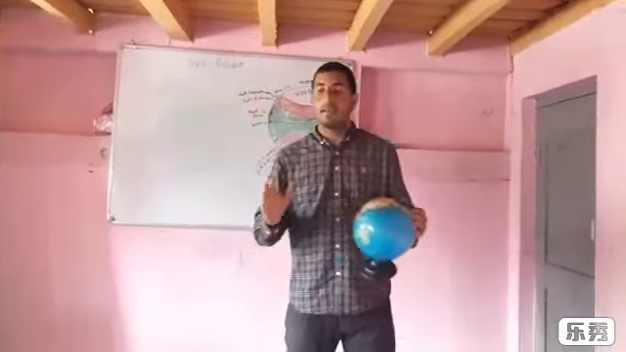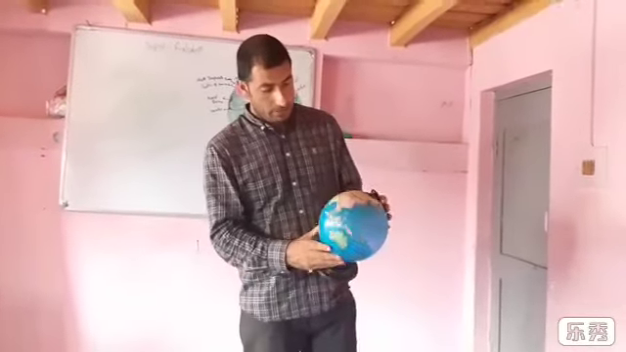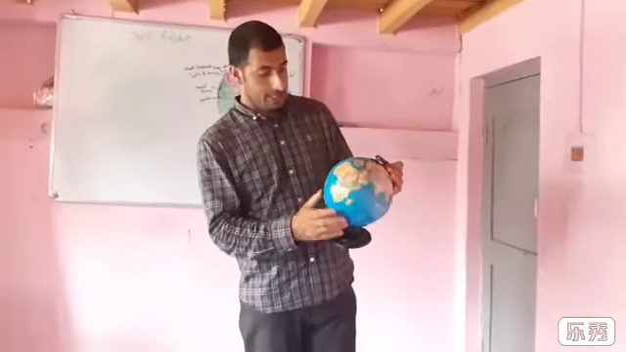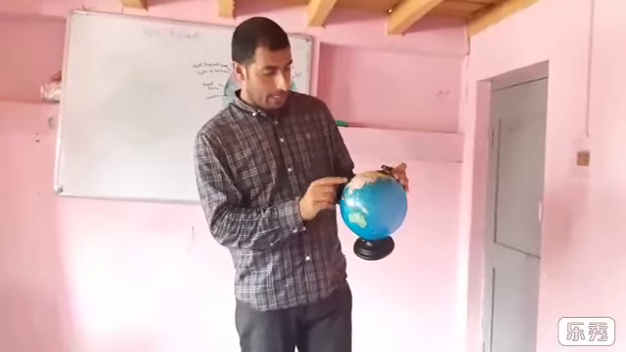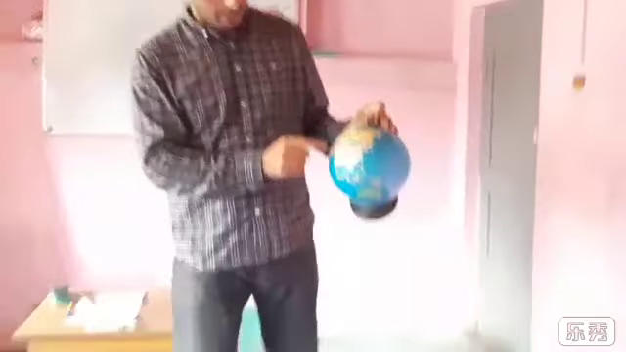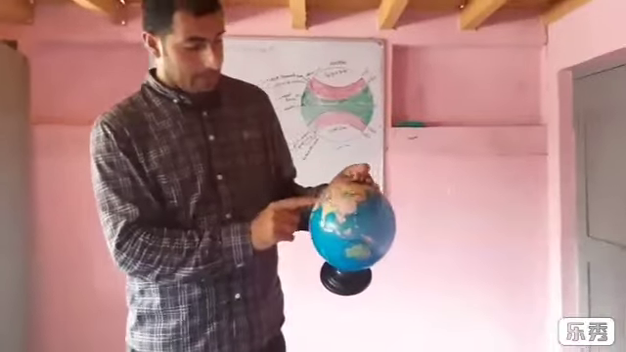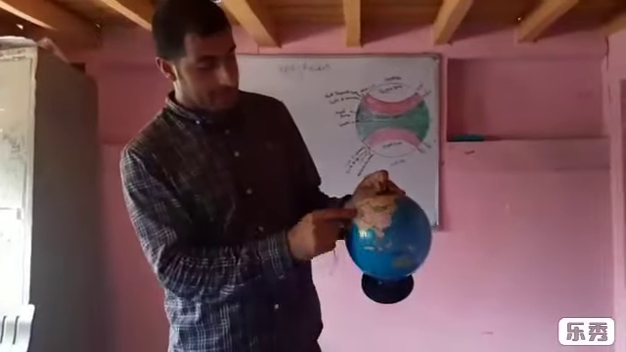There are 7 major continents on the globe. First, there is Asia, our continent. Here is Asia: India, China, Afghanistan, Iran. This is Asia.